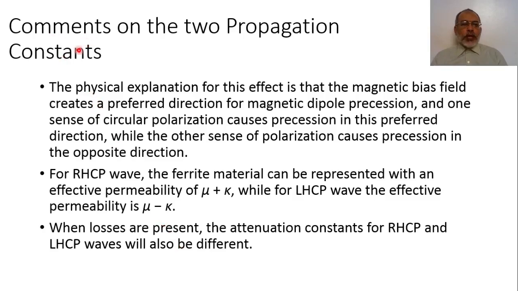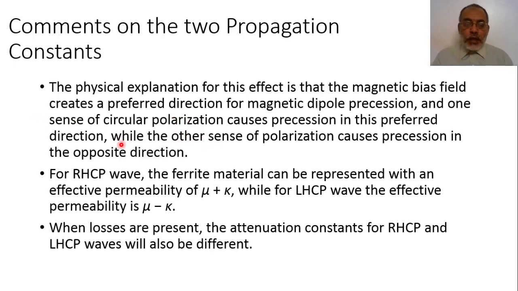Comments on the two propagation constants. The physical explanation for this effect is that the magnetic bias field creates a preferred direction for the magnetic dipole precession. And one sense of circular polarization, which is the right hand, causes precession in this preferred direction. So in our case, the right-hand circular polarization is in the preferred direction of precession, while the other sense of polarization causes precession in the opposite direction.